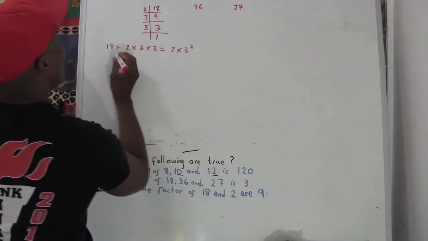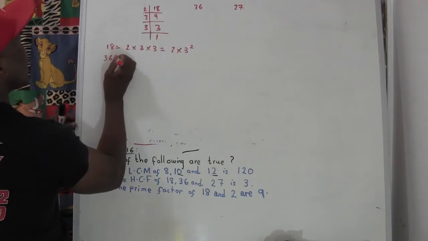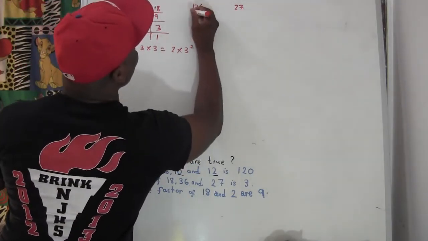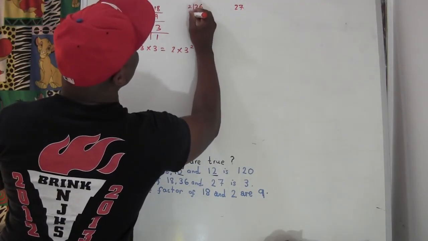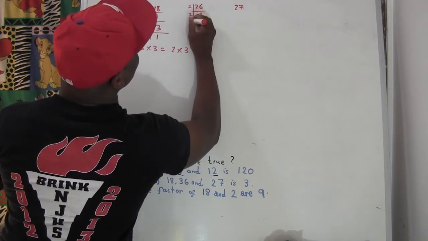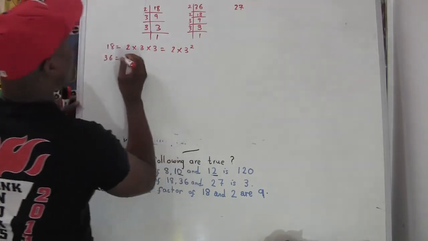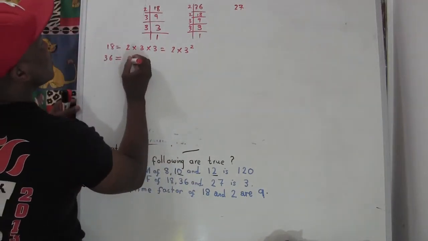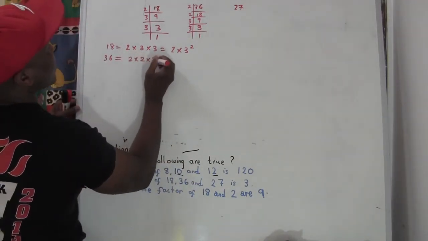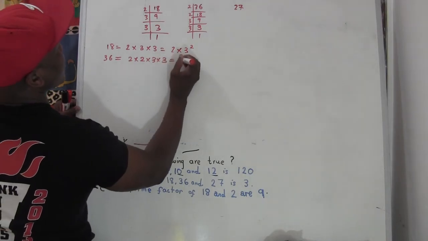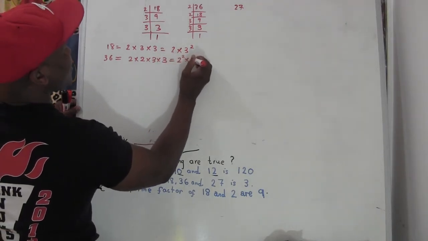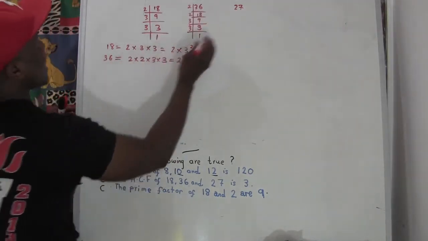Now we go for the next one, which is 36. You do the same again. Divide by 2 to get 18, divide by 2 to get 9, divide by 3 to get 3, and 3 gives us 1. So 36 is equal to 2 times 2 times 3 times 3, which is 2 squared times 3 squared. How many 3s are there? There are 2.